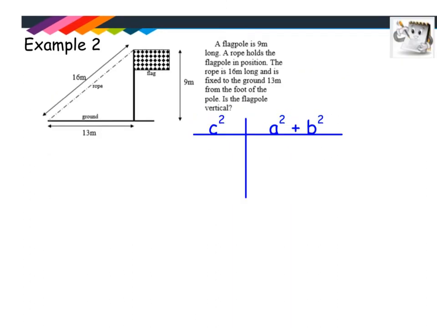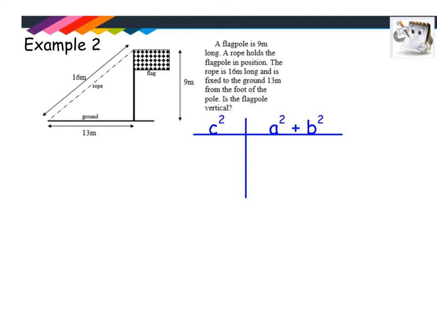Example 2. So we have a rope and a flag on this one. The base of the ground is 13 metres, the height of the flag pole is 9 metres, and the rope holding it up is 16 metres. And it's asking you, is the flagpole vertical? So there's no mention of, is this a right angle triangle? So you have to recognise by the question.